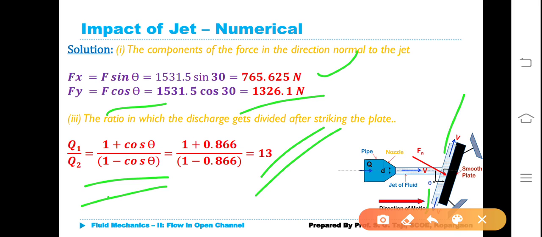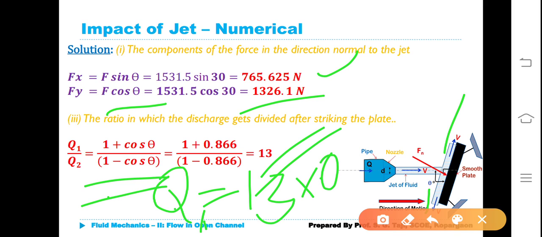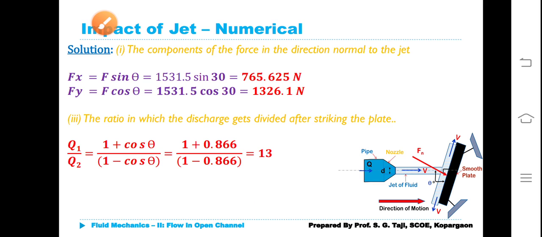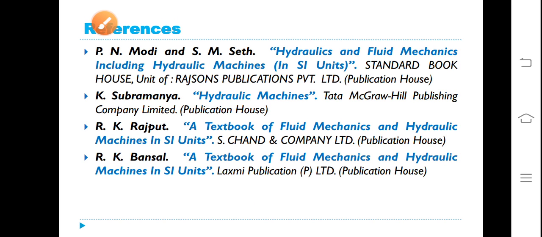What do you mean by this? Q1 is nothing but equal to 13 times Q2, or vice versa, Q2 is equal to Q1 upon 13. Of course, this is very childish, but still some students may not grasp quickly. That's why I am showing on the screen. Okay, is it right? I hope this has come to an end. Yes, this has come to an end.